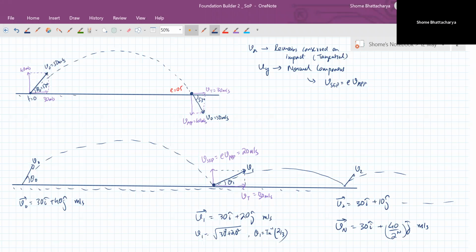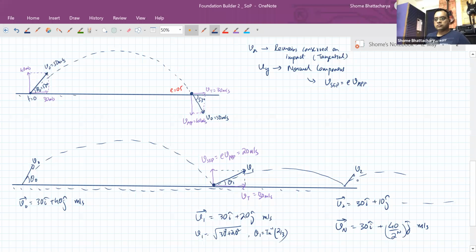Sir, approach velocity and separation velocity is along same direction? Opposite directions, no beta. Approach velocity is into the surface, separation velocity is away from the surface, but they are perpendicular, no? Compare this impact velocity, no? This one here, this is the impact velocity, and then this one here is the velocity just after impact. So see, separation velocity is normally away from the surface, no? Approach velocity is normally into the surface. Is it clear now? Yes, sir.